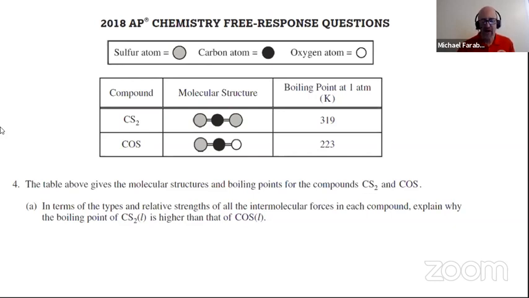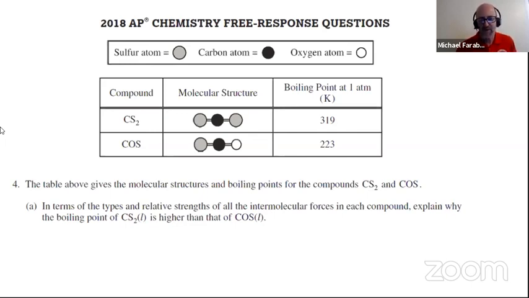So another example of a nonpolar molecule that actually, because of its larger electron cloud, has stronger attractive forces. How can we tell? Because it has a higher boiling point. In terms of the types and relative strengths of all the intermolecular forces, explain why the boiling point of CS2 is higher than that of COS. The College Board and the AP exam would never ask you to predict which of these molecules has a higher boiling point. That would be an unfair question because you might pick the COS because it's polar. But if you're given data, you absolutely must use the data.